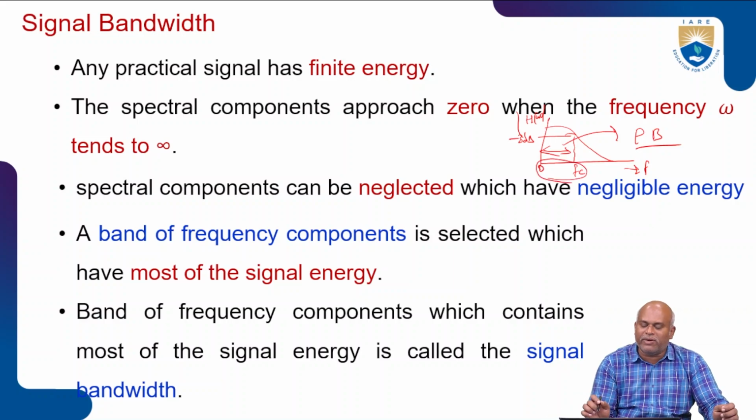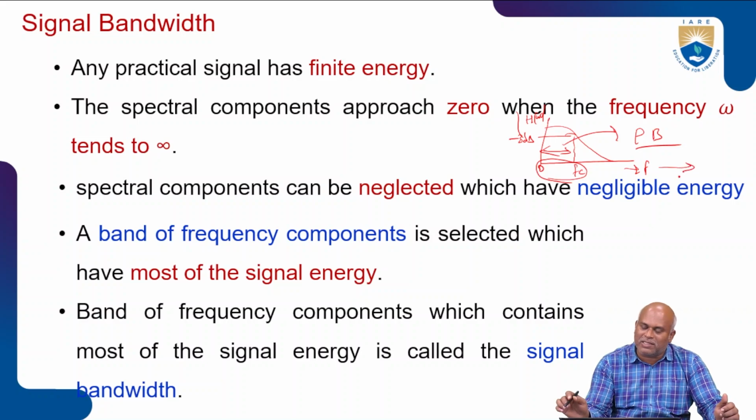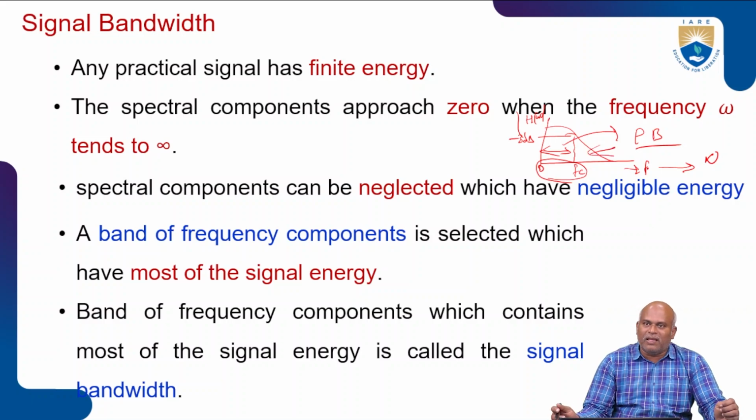Now the spectral components approach 0 when the frequency omega tends to infinity. This frequency range, up to infinity, is what is present. The spectral components can be neglected, which is represented as negligible energy. The negligible energy is where the stop band condition is present.